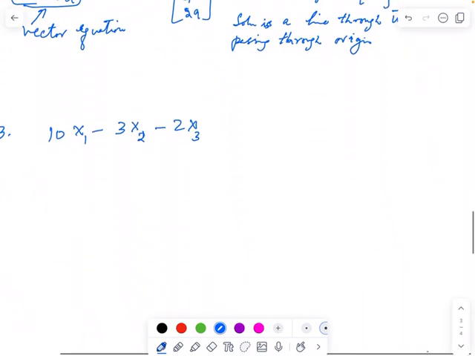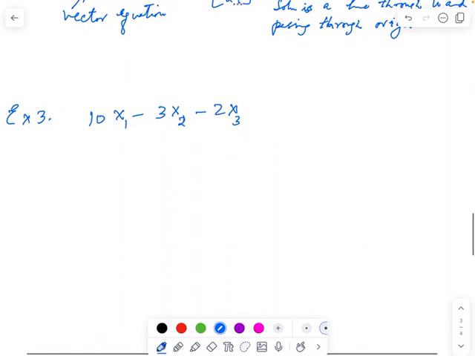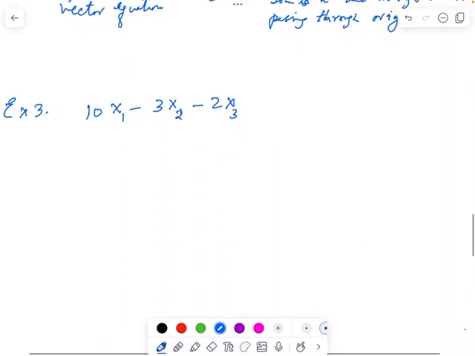Okay, let's look at example number 3. So we have the equation that looks like this, only one equation. First we looked at three equations in 3 variables. Then we looked at an example where we had 2 equations in 3 variables, and now we have 1 equation with 3 variables.